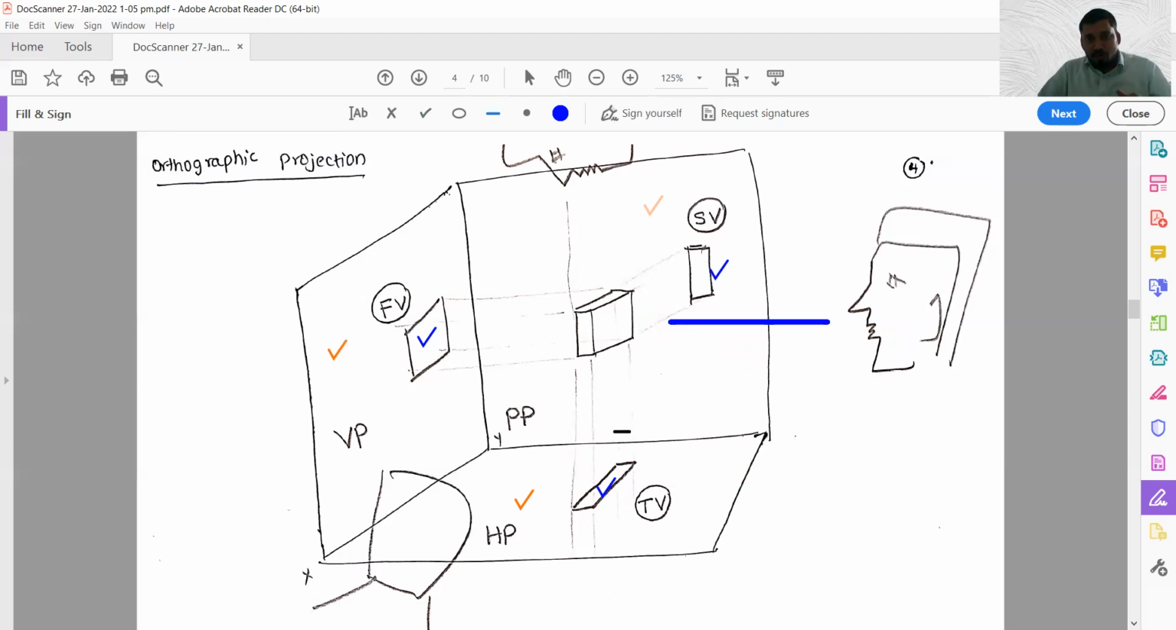For obtaining the top view, the observer has to see the object from the top direction. For getting the side view, the observer has to move towards the right hand side and left hand side direction and see the object. Finally, he gets the view on the profile plane, called the side view. So the observer moves to different directions, top, front, and side, and finally sees the object. He gets views on the respective planes, as I have mentioned on this slide.